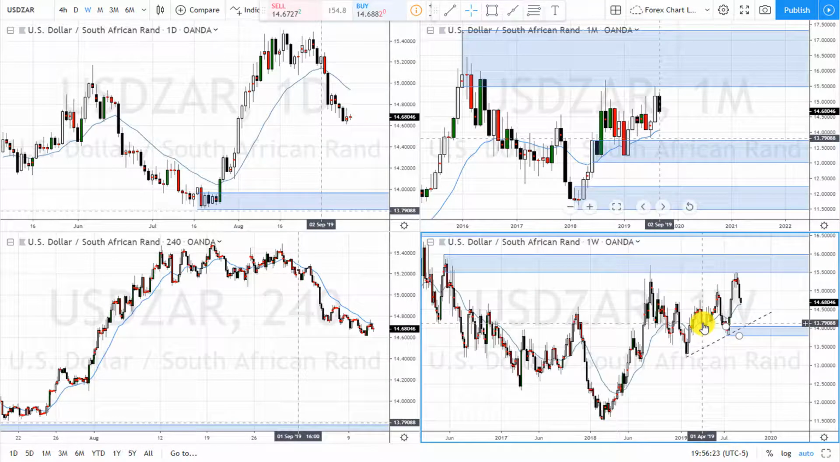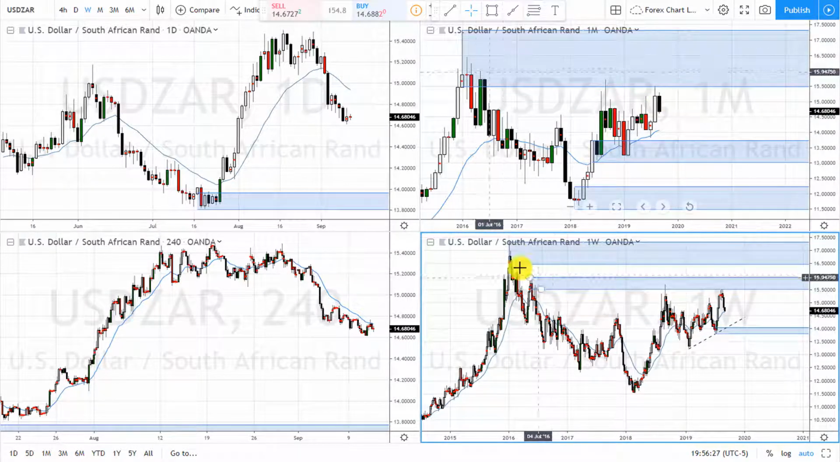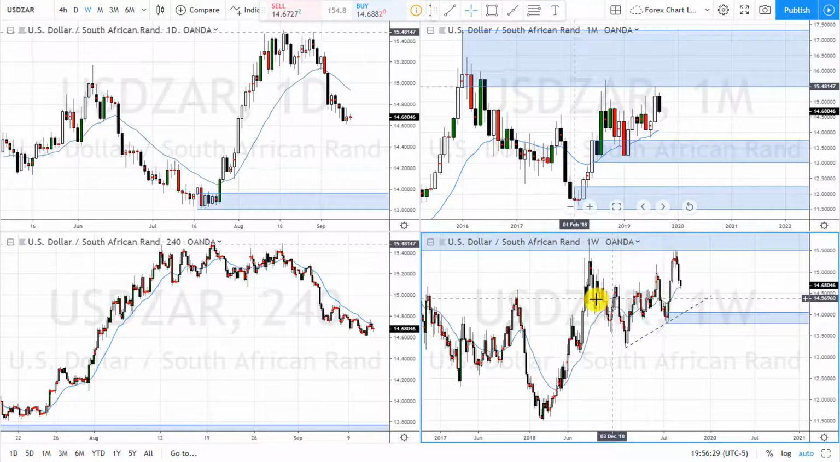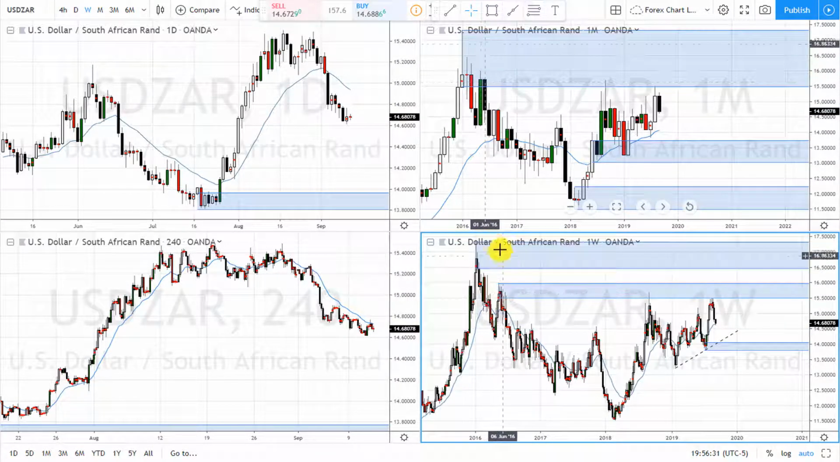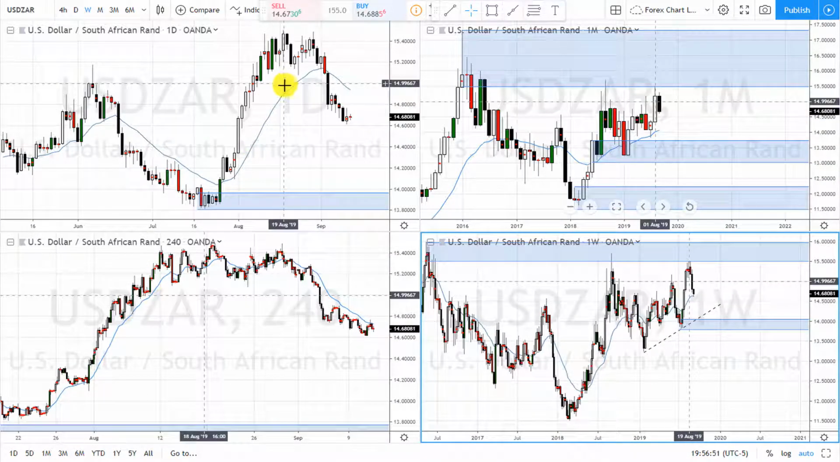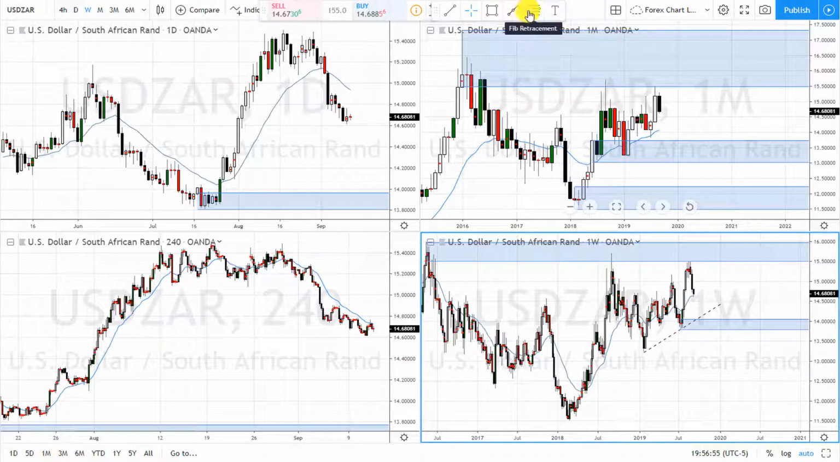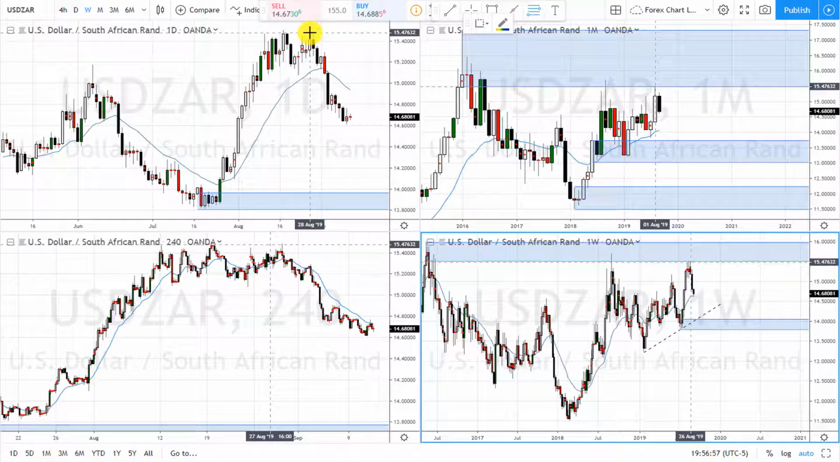And keep in mind, this lower time frame is also the same as this monthly. This monthly is so huge, it's covering this one and this one all together. On the daily, we have price slowing down and creating this area of demand.